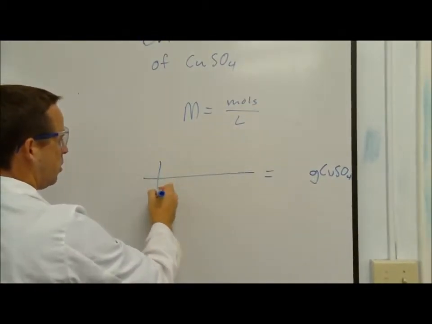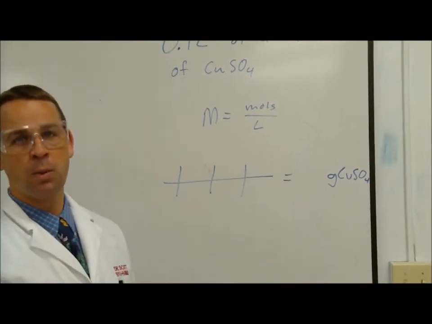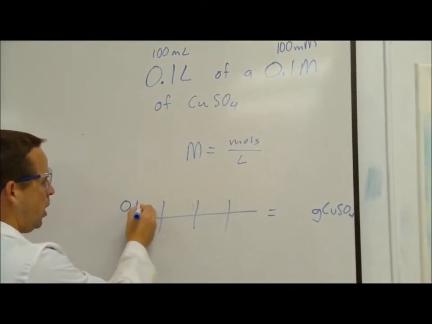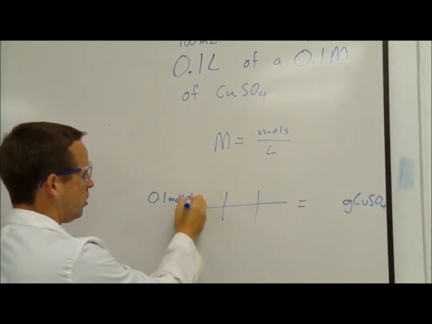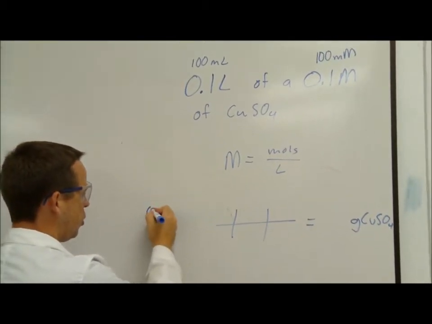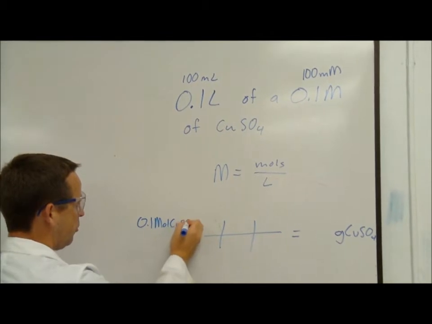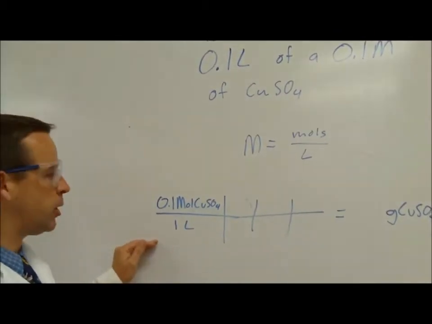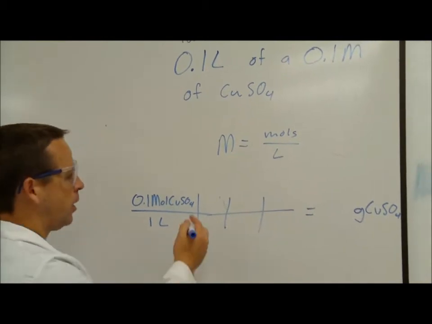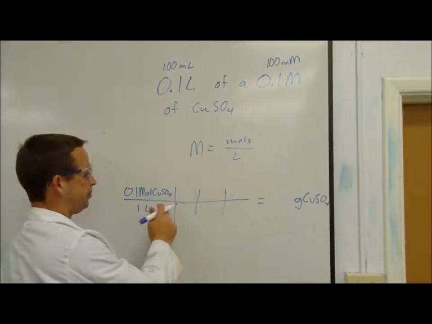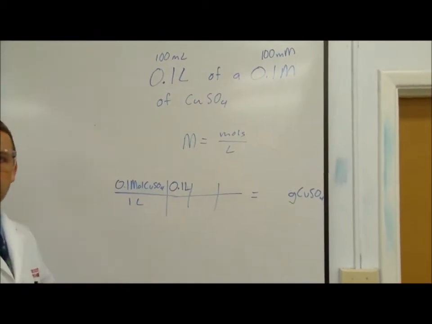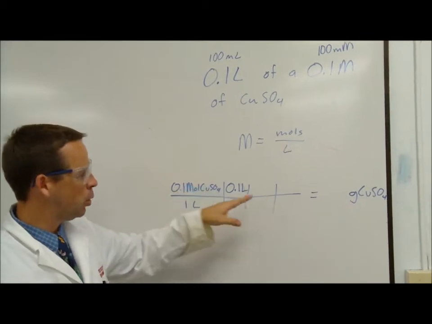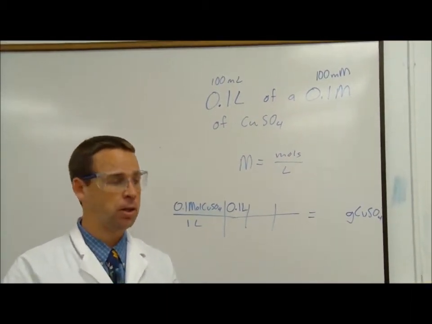I draw my train tracks, and I start off with what I would like to have, which is 0.1 molar, meaning 0.1 moles of copper sulfate for every 1 liter of solution. All right, 0.1 moles of copper sulfate for every liter of solution. And I also know that I want to have 0.1 liters. Now, that'll cancel out the liters, but I'm still left with moles of copper sulfate. And to convert moles to grams, I use the molecular weight, or the formula weight in the case of copper sulfate.